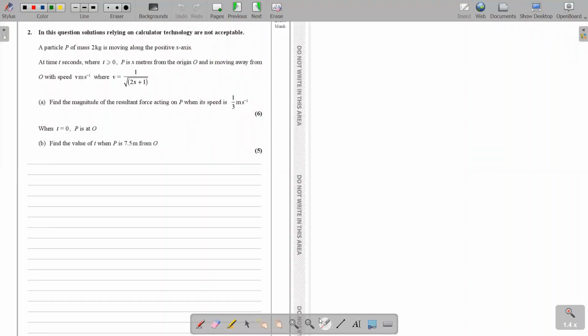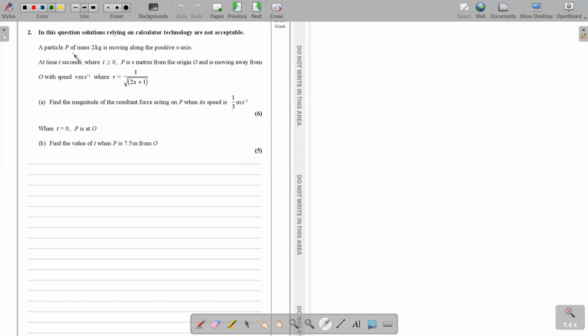Okay, so moving on to question number 2, they say in this question, solutions relying on calculator technology are not acceptable. Meaning what they're trying to tell you here is that you shouldn't perform complete integrations just by typing everything into the calculator. So that is what is not allowed here.